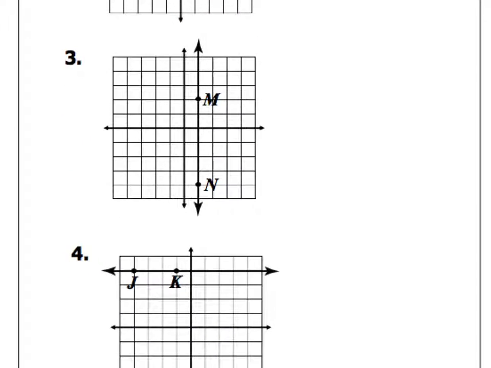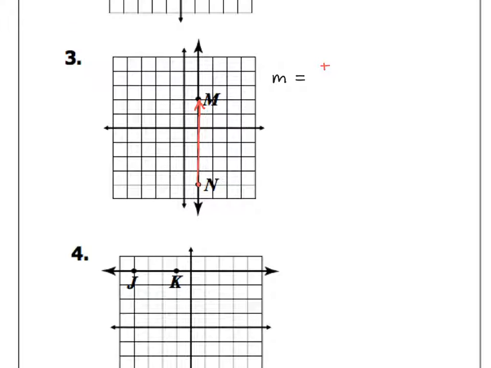All right, for number 3, we have a vertical line. Vertical lines, you should know right away that the slope is undefined. If we wanted to try to calculate the rise over the run, well, the rise is just going to be the vertical distance between these 2 points. If I start at N, it would be 1, 2, 3, 4, 5, 6 units up. So the rise would be positive 6.